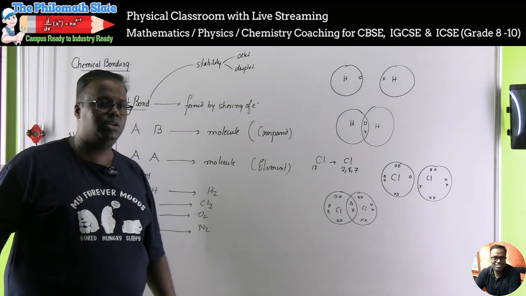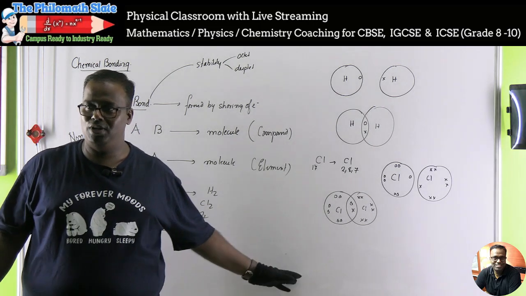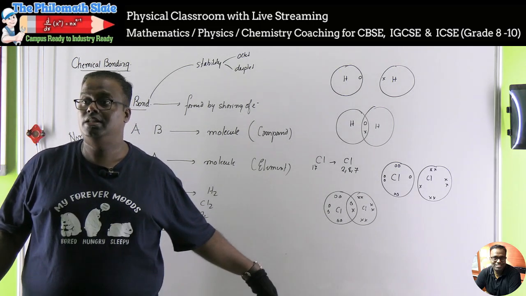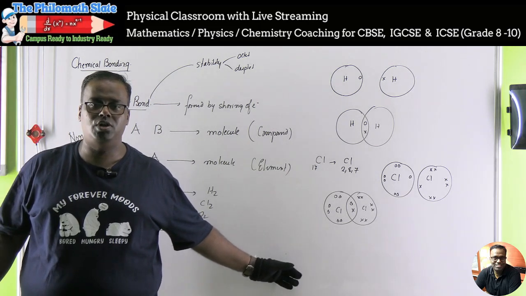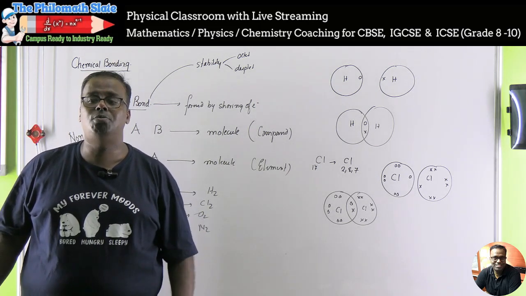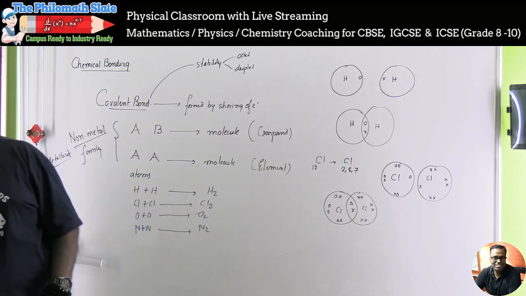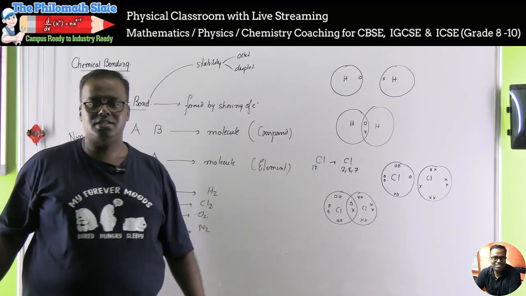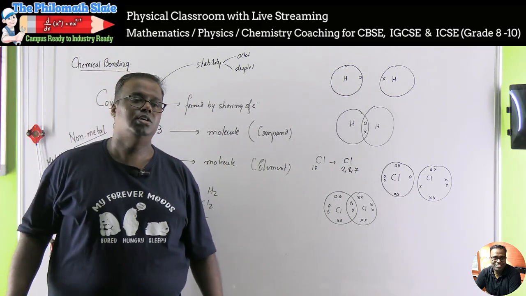Please understand, children, we are not forming any compounds as of now. We are only forming elements in their molecular form. Such molecules will be known as diatomic gases. What is a diatomic gas? A diatomic gas is that gas whose every one particular molecule has got 2 atoms.